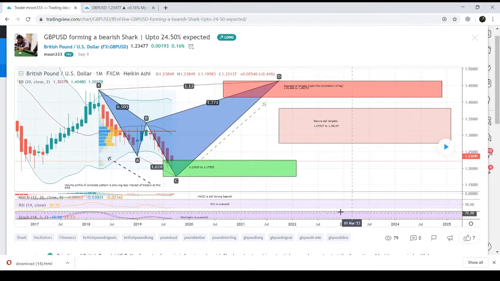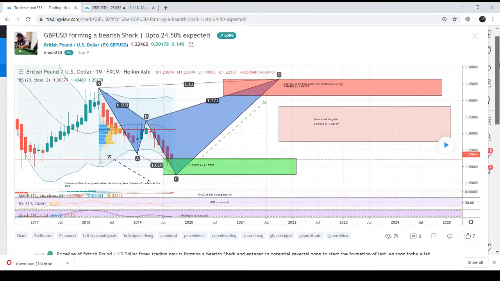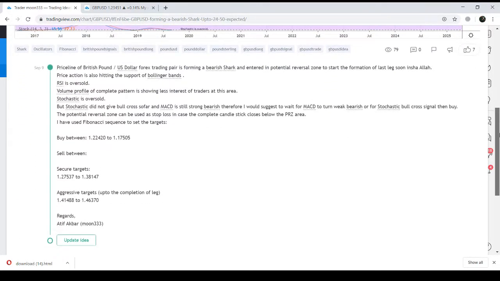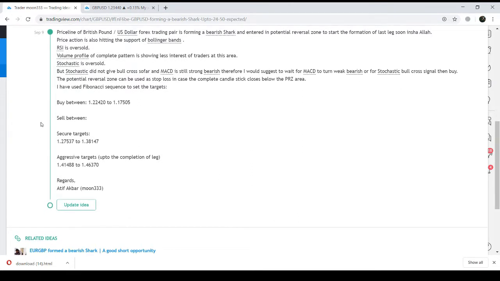And here on this chart you can see I have defined two types of sell target zones. One is the secure sell target. Another one is the aggressive sell target up to the completion of the Shark's leg. And you can see these targets clearly here in the chart description. So this trade has the capacity to give us up to 24.5% profit.